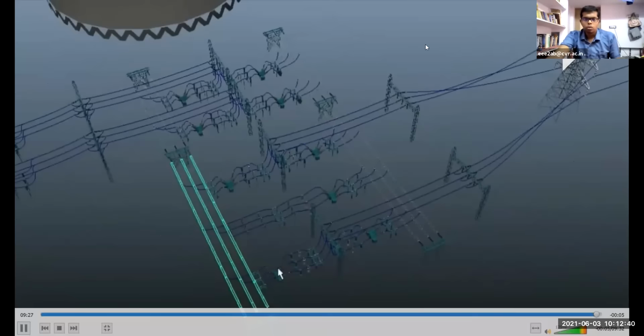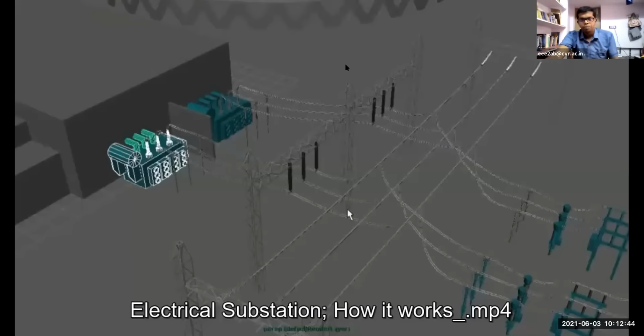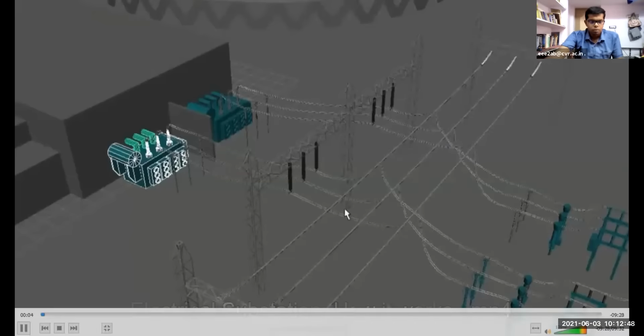With this, any doubts? I think one more chat is there. What is that? So what is the surge arrestor?